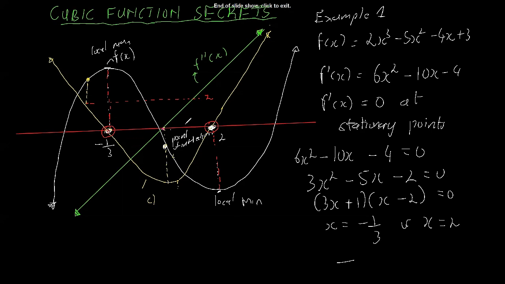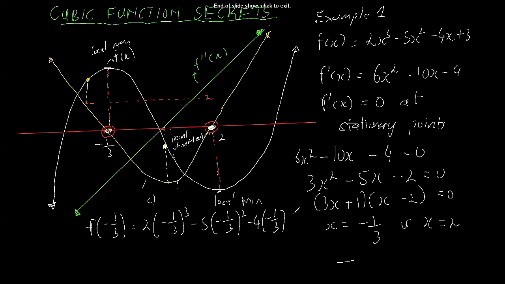So now I've only found the x coordinates. In order to find the y coordinate, I have to take these x coordinates and substitute them back into the original formula. Because remember, the y coordinates that I'm trying to find are on the cubic function, not on the parabola function. So that means f when x equals negative 1 over 3. So I'm going to have my negative 1 over 3 cubed, substituting into that original formula, minus 5 times negative 1 over 3 squared, minus 4 times negative 1 over 3, and then plus 3.